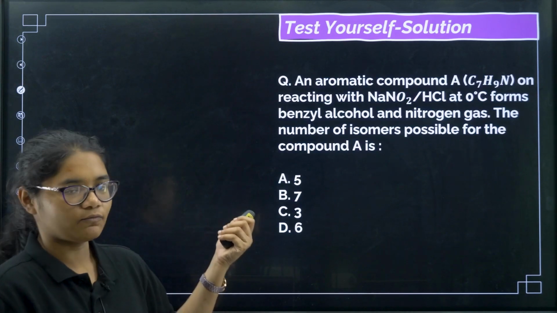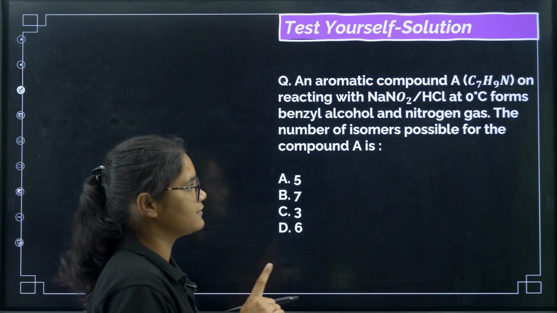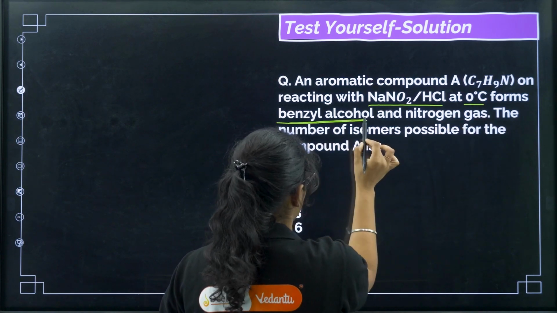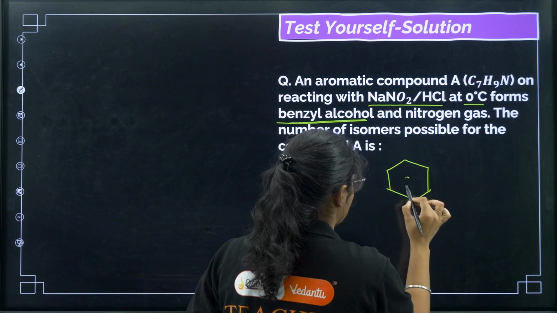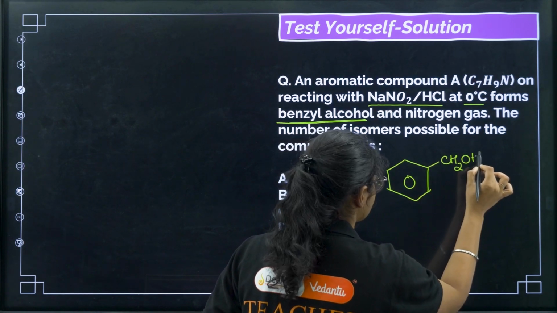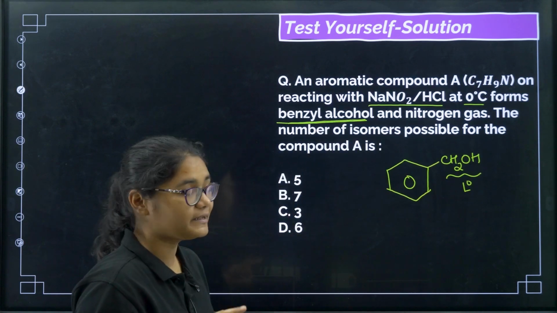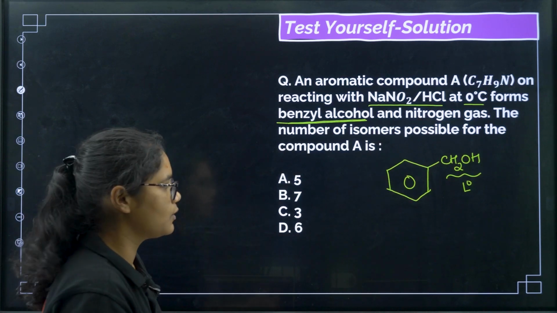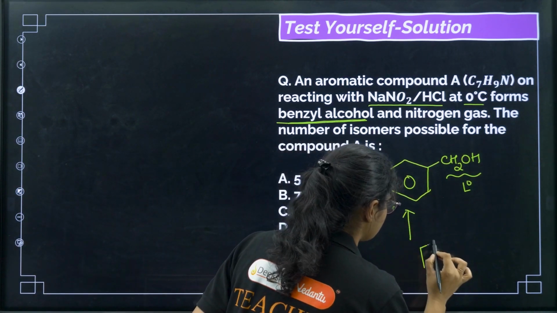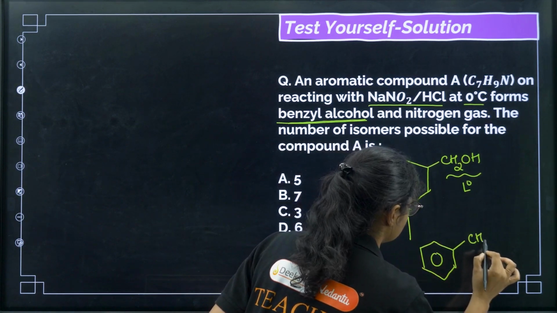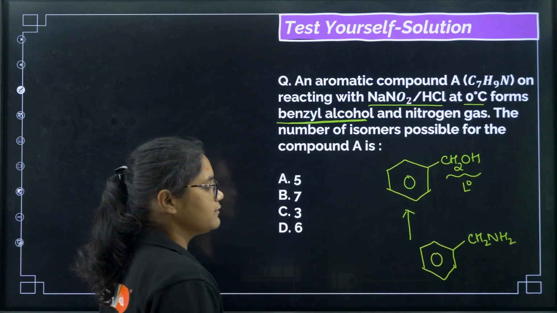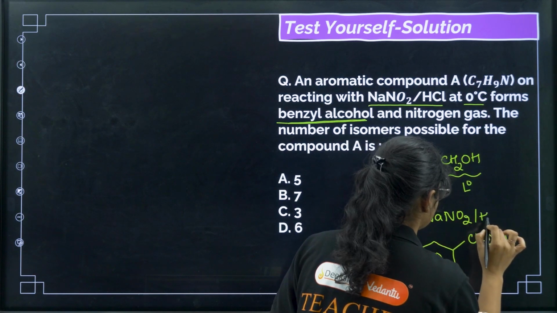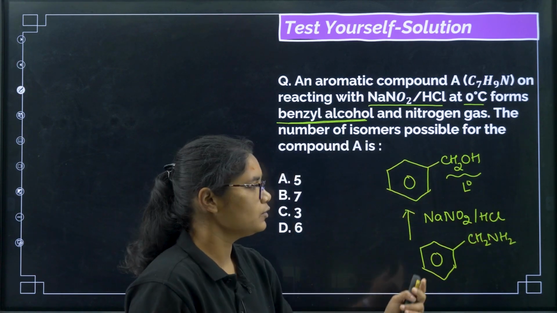Okay. So this was a homework question that I gave you. An aromatic compound A, C7H9N, on reacting with NaNO2/HCl at 0 degrees Celsius forms benzyl alcohol. If you know the benzyl alcohol structure, it is like this. So that means this is a primary alcohol. That means you can suggest that it must be produced from a primary amine. So what can be the compound here? It must be C6H5CH2NH2. Okay. So we have discussed that when primary amines are treated with NaNO2/HCl, they get converted to primary alcohols.